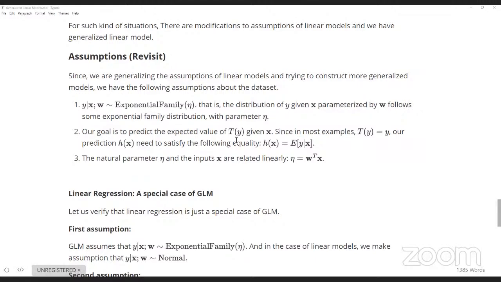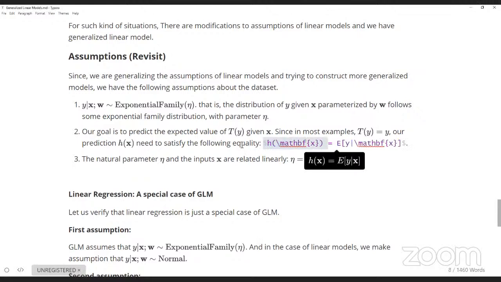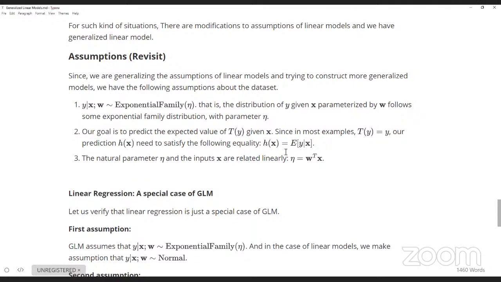When you sample from certain distributions again and again, the result is more likely to be close to the expected value, right? So again, these assumptions make sense. Our goal is to predict the expected value of T of y given X. In most cases, T of y is y, so we are predicting y. So our model is actually the expected value of y given x. This is our model.